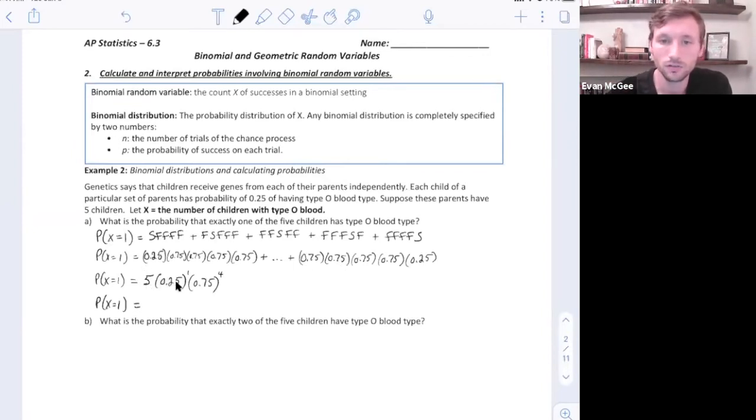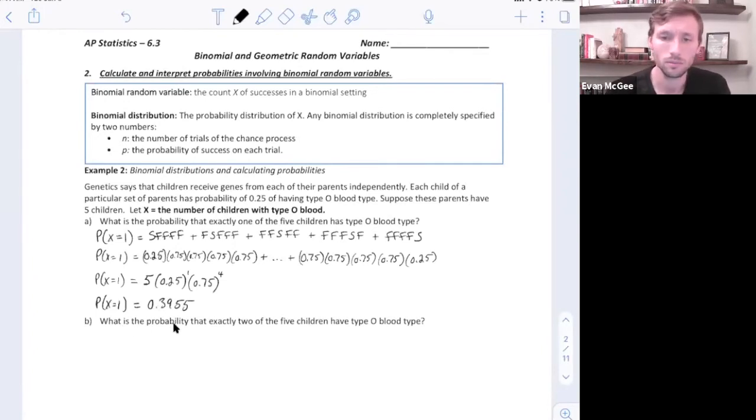This 0.25 to the first power represents 1 success in each of these 5 outcomes. Then 0.75 to the 4th power represents the 4 failures in each of these outcomes. So instead of adding this together 5 different times, I can just multiply it by 5 to get my probability of 0.3955. So the probability of exactly one of the 5 children having type O blood type is 0.3955.